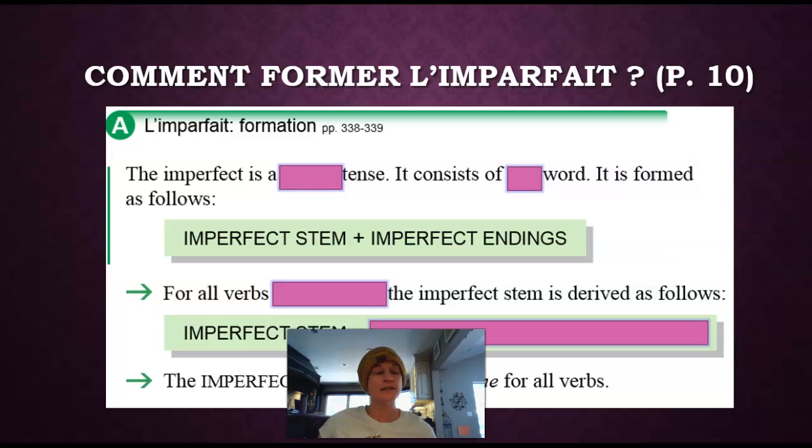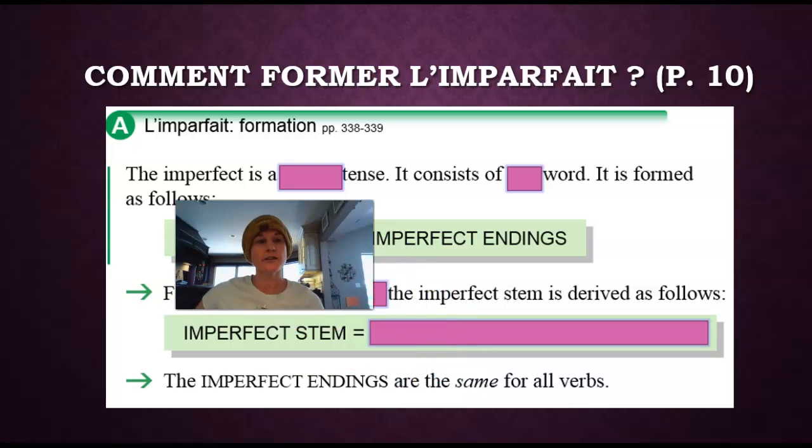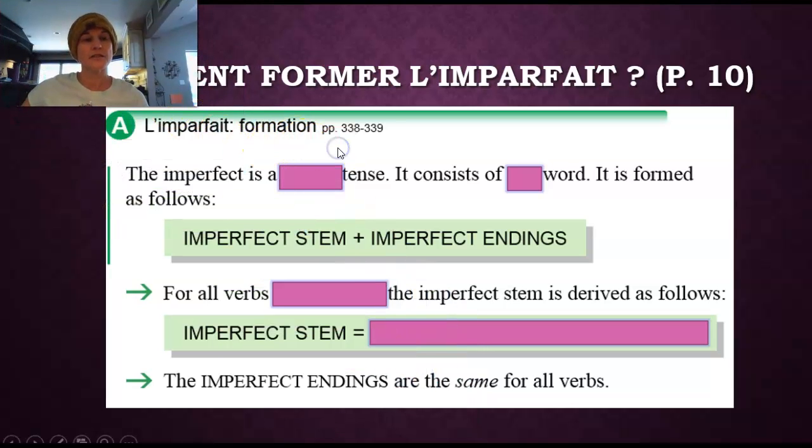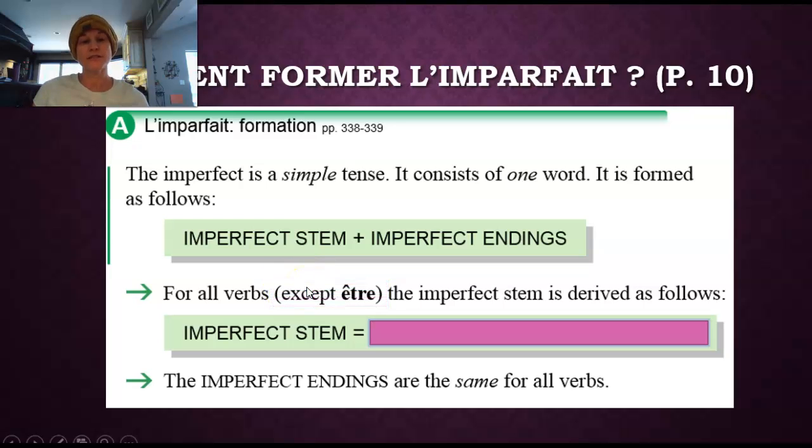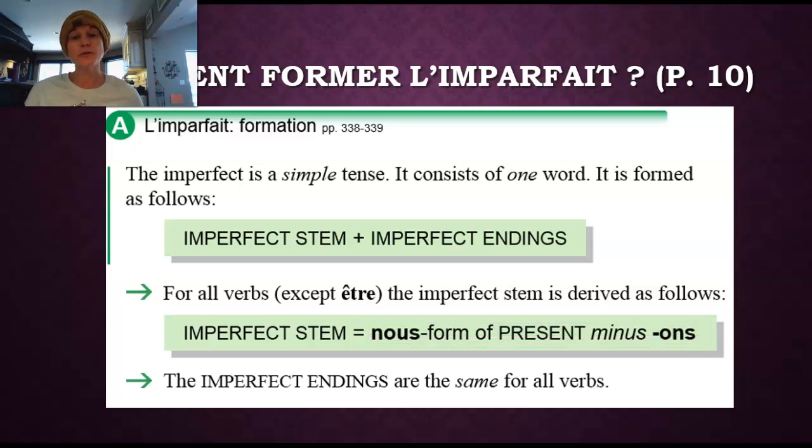Okay. And then this is page 10. Just another form of the notes. So the imperfect is a simple tense. Simple means it has one word. It is formed in this way. For all verbs except être, the imperfect stem is derived as follows: nous form of present minus ons. And the imperfect endings are the same for all verbs, even if they have an irregular stem like être.